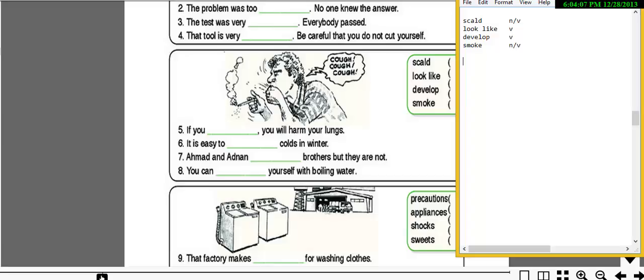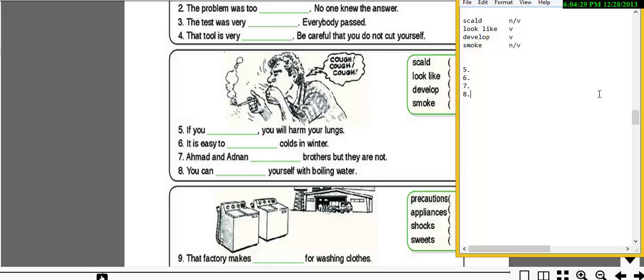Now, let's move on to number 5, 6, 7, and 8. Let's just read them. If you blank, you will harm your lungs. It is easy to blank colds in winter. Ahmed and Adnan blank brothers, but they are not. You can blank yourself with boiling water.